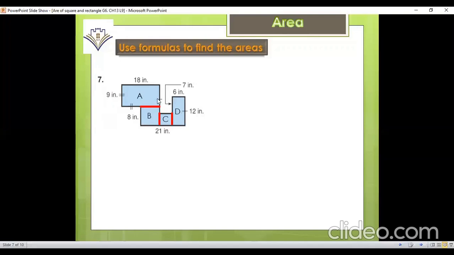Look, the first, A, is very easy because the length is 18 and the width is 9. Then the area of A equals 18 inches multiplied by 9 inches equals 162 square inches. That's very easy.